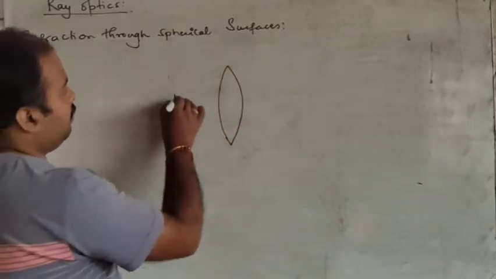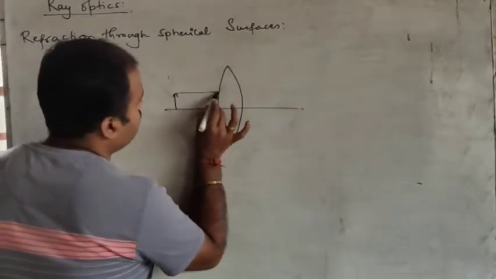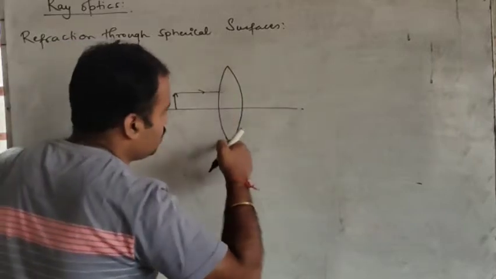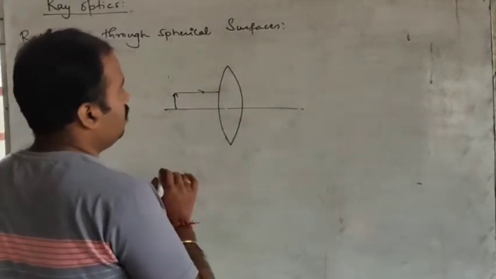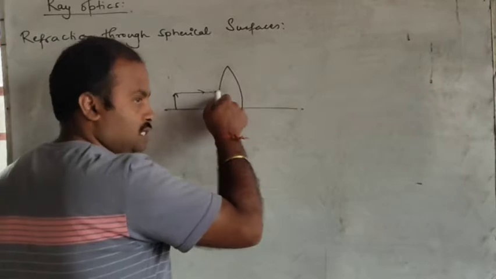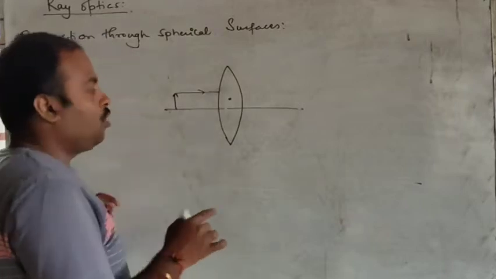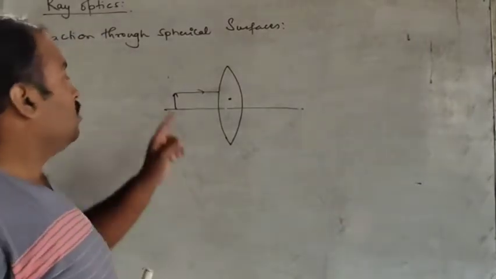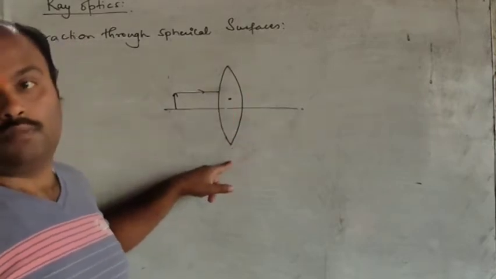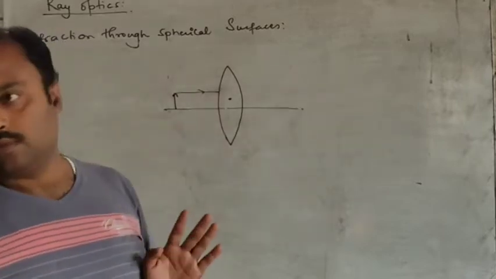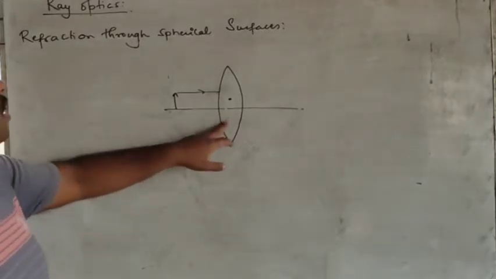Why? Because if I keep object somewhere here, then the ray coming from object first gets incident on the first part, which is convex. Then obviously ray is going to bend. The image which is formed is within the lens system because of the first surface. The image which is formed is somewhere here, obviously on the principal axis, and the same image acts as the object for the second surface, and final image is formed behind the lens, right?